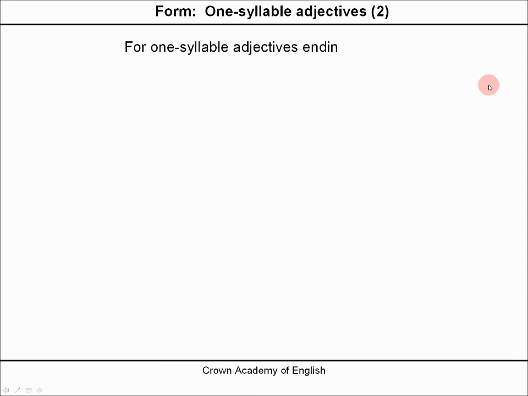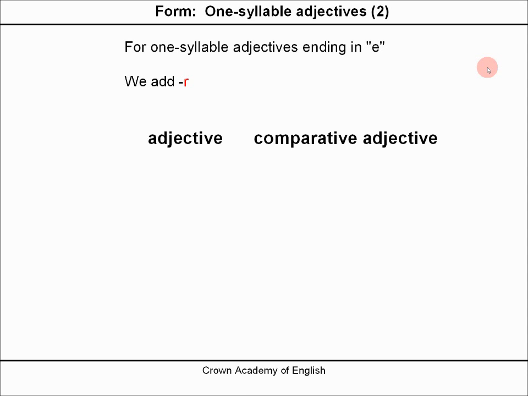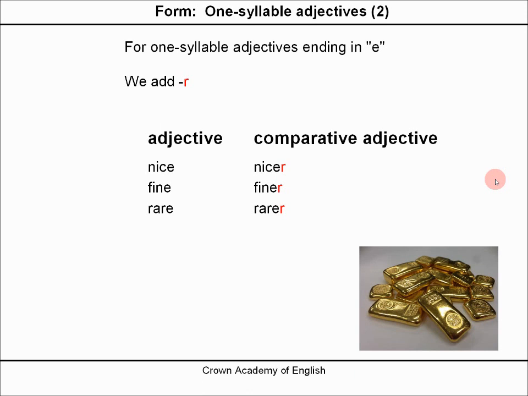For one-syllable adjectives ending in the letter E, then we simply add the letter R. Nice, nicer. Fine, finer. Rare, rarer. Gold is rarer than silver. Okay?